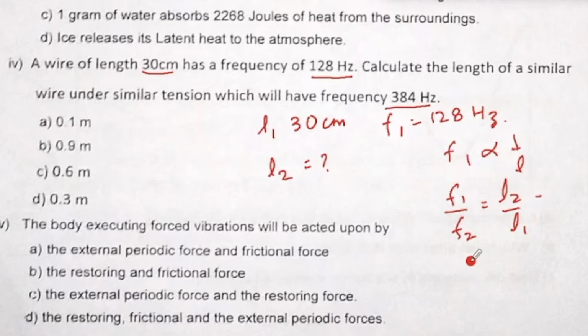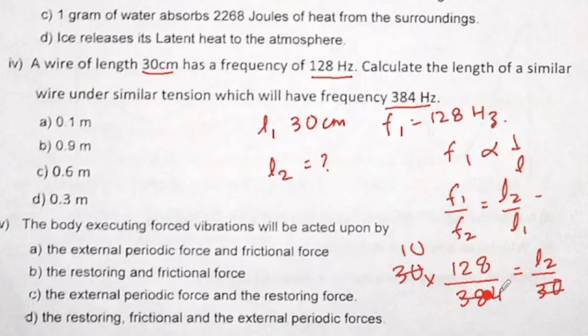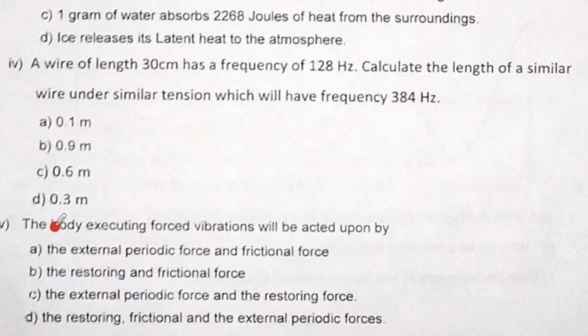Correct? So that will give us 128 upon 384 is equal to L2, which we do not know, upon L1, which is 30. So this 30 comes over here. 3 tens are 30, 3 twos are 6, and 3 eights are 24. So how much is it coming out to be? 10 centimeters. Now 10 centimeters is how many meters? 0.1 meter.